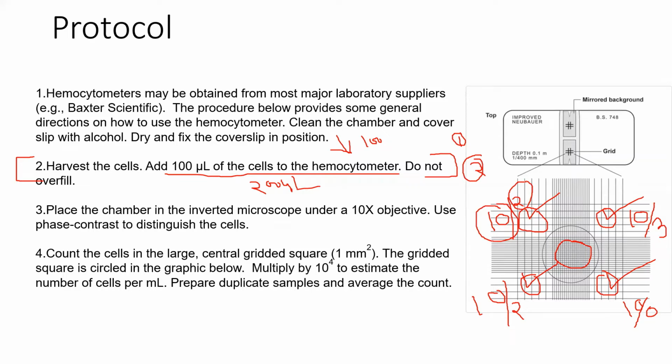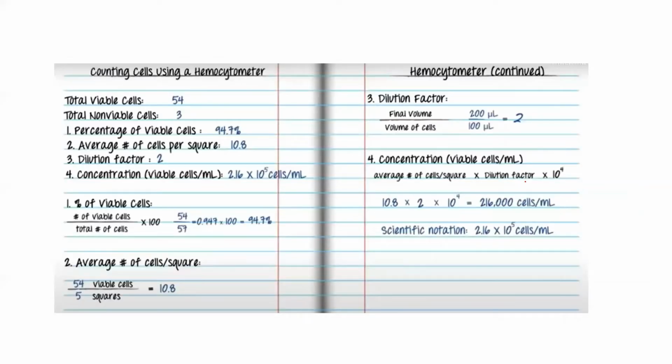You can count that manually, but the app can help you because you can just click on the block and put 1, 2, 3, 4, 5, 6, 7, 8, 9, 10. This is how you can register your cell number. After you have the basic information about viable and non-viable cells, you can go with this calculation.